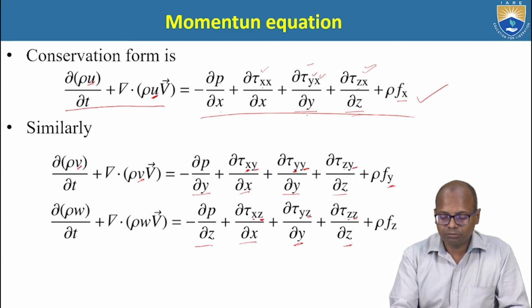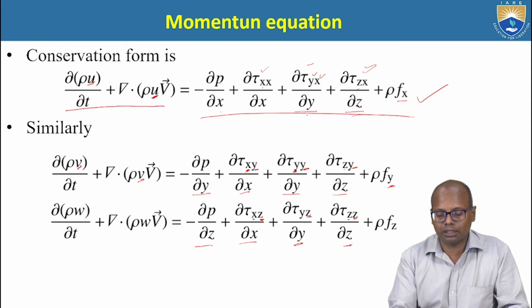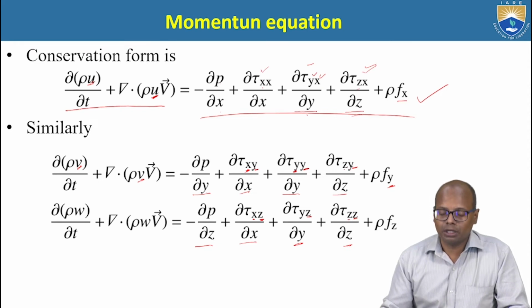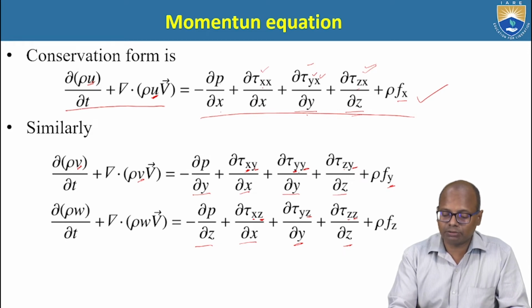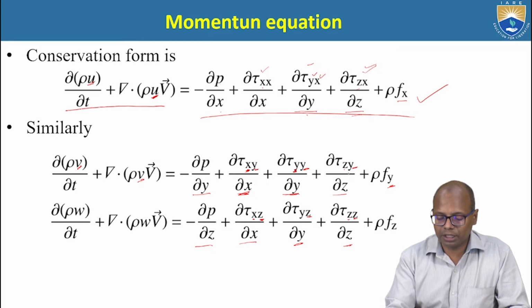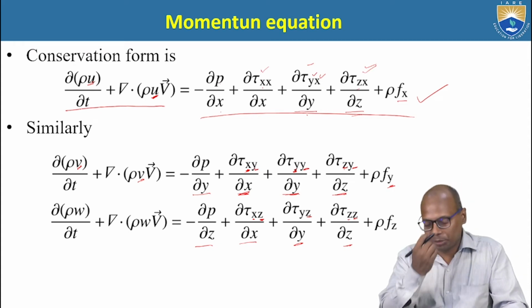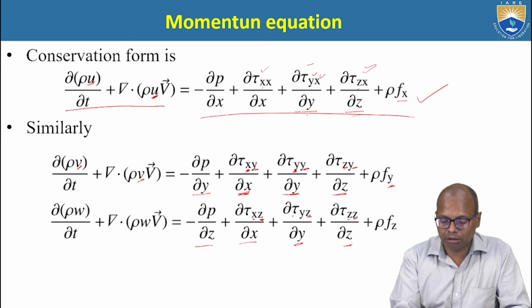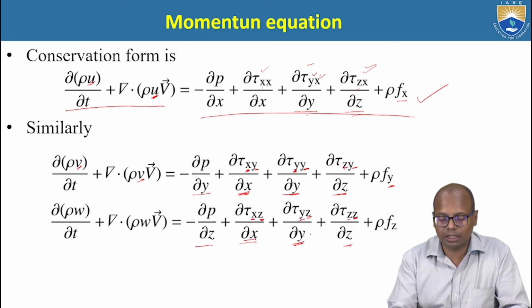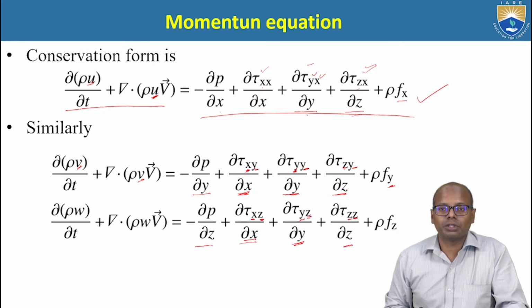Similarly, here all are acting in y direction, so the second suffix is y. Now what is the first suffix showing? It is x, y, z. Varying in x direction, so differentiation with x. Varying in y direction, so differentiation with y. Varying in z direction, so differentiation with z. The third one is the same again: all are acting in z direction. The first is varying in x direction, so differentiation with x. Varying in y direction, so differentiation with y. And varying in z direction, so differentiation with z.